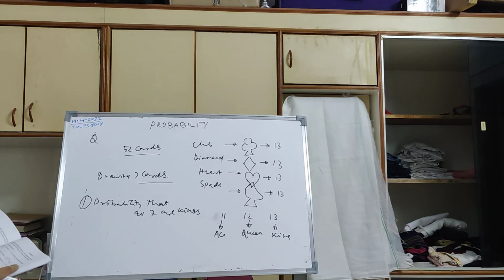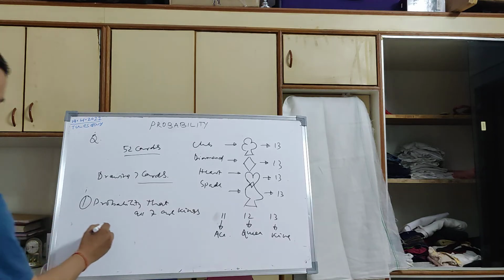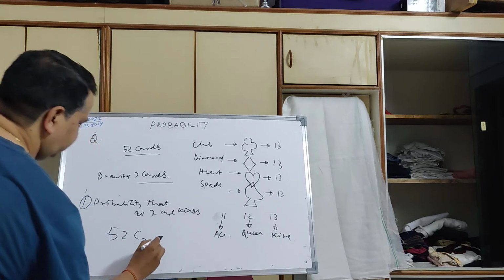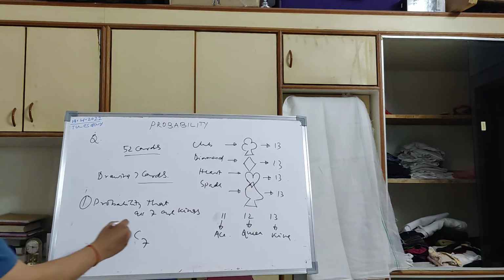So what will be the probability of this? The numerator will be the probability that a hand will have all 4 kings. So what will be the sample space first? You are drawing 7 out of 52. So 52C7 is going to be in the denominator. There is no doubt about it.